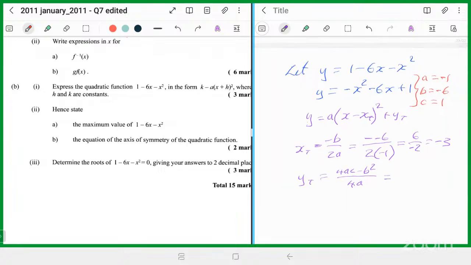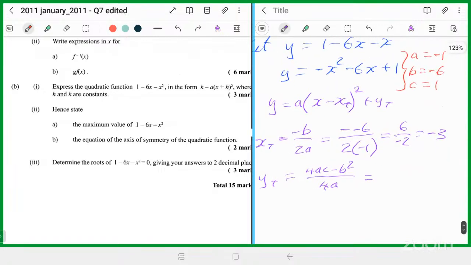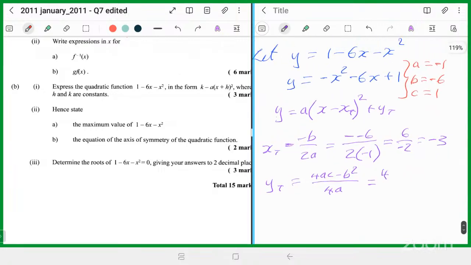So this works out to be what? Let me do it here. The 4 times a, the a is -1, times c, the c is this 1 right here. Minus, this is this minus, not squaring, stays a minus. You're squaring the b, which is -6. You're squaring the entire -6, going to become a positive 36. All over 4 times a, where the a is again this -1.